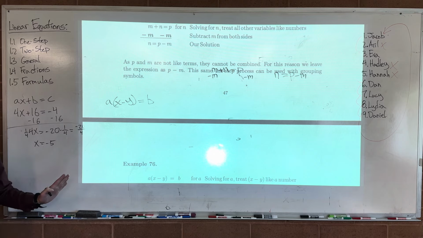Simplify, don't distribute. That will make it hard for yourself. Subtract x from that side plus y from that side. Do what's in the parentheses and then take it off. If you have it's ax minus ay.